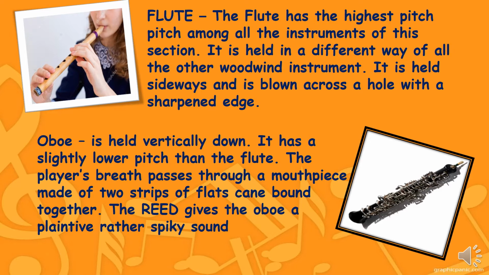The next one is what we call the oboe. The oboe is held vertically downward. It has a slightly lower pitch than the flute. The player's breath passes through a mouthpiece made of two strips of flat cane bound together, and the reed gives the oboe a plaintive, rather squeaky sound.